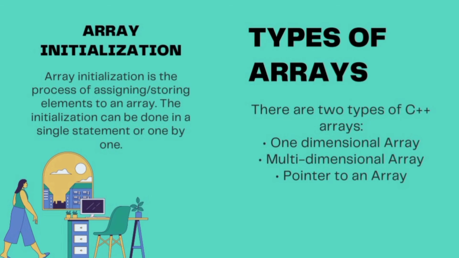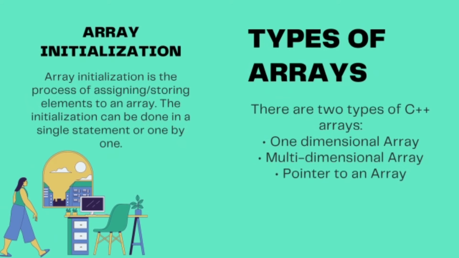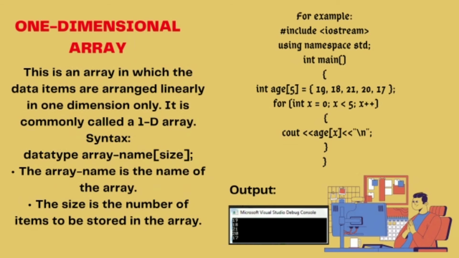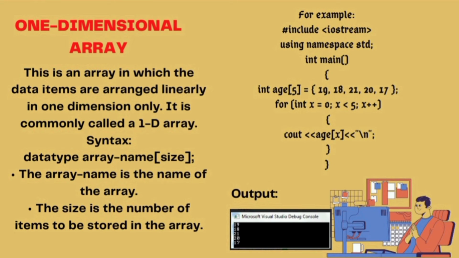Types of arrays. There are two types of C++ arrays: one-dimensional array and multidimensional array. One-dimensional array. This is an array in which the data items are arranged linearly in one dimension only. It is commonly called a 1D array.